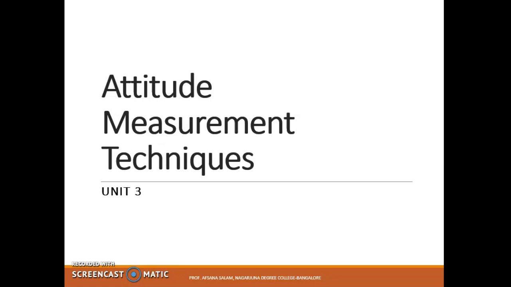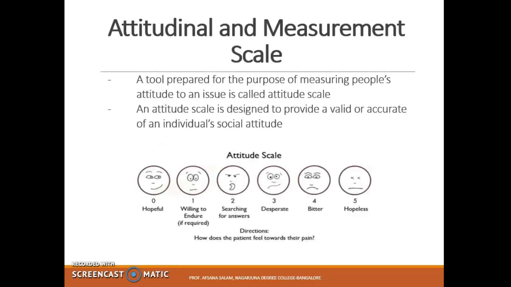But in terms of qualitative research, you can only explore the spread of attitude and establish the type of attitude prevalent. So this is all about the tool prepared for the purpose of measuring people's attitude to an issue. That's why it is called an attitude scale. An attitude scale is designed to provide a valid or accurate individual social attitude.